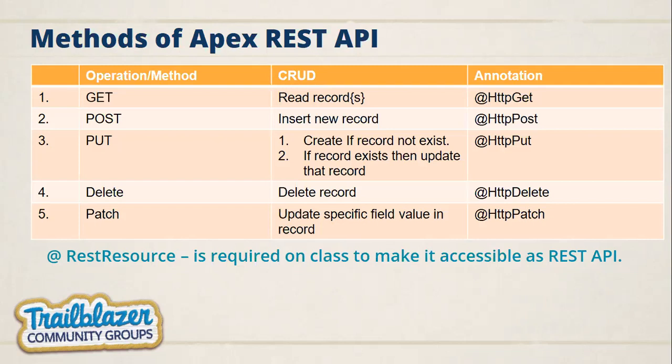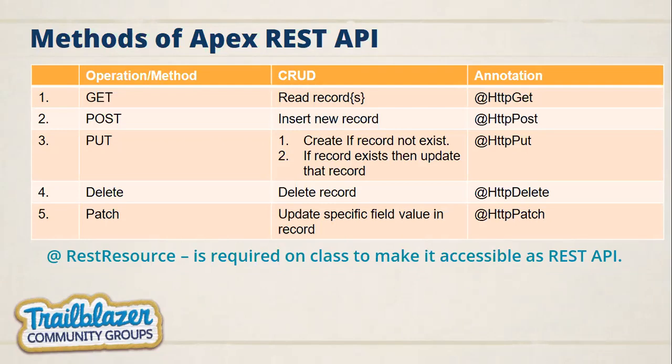DELETE, of course, is for deleting records in your system. PATCH is a special method. It is used when you need to update a specific field in your record. There is a difference between PATCH and PUT. In PUT, we give the complete detail and update the data, but in PATCH, we give a specific field and it will update the data. For that annotation, we have to use HTTP PATCH.